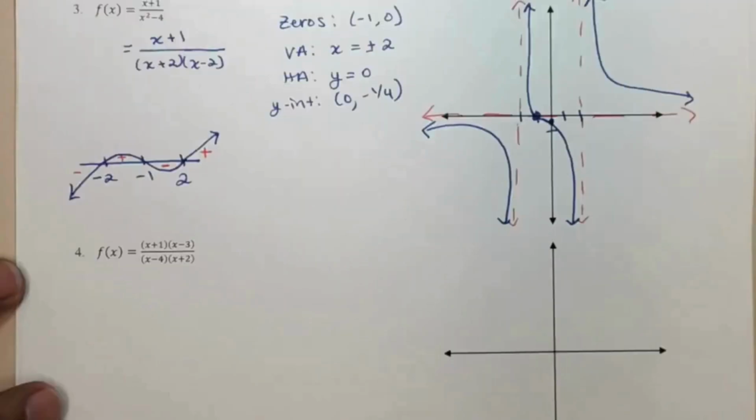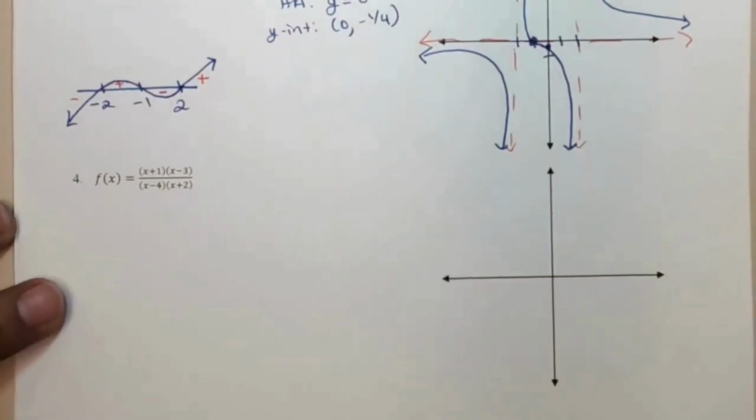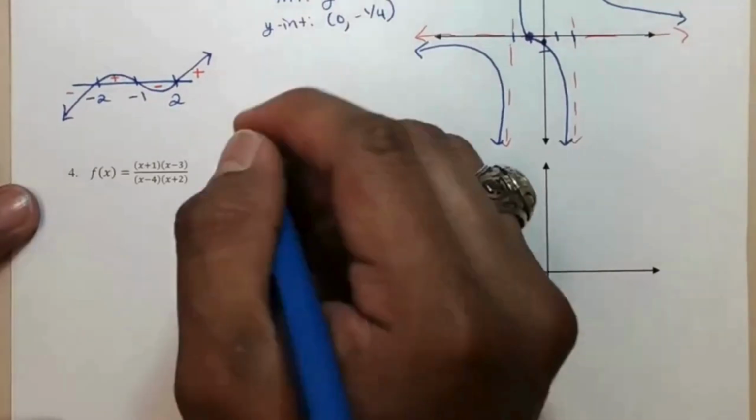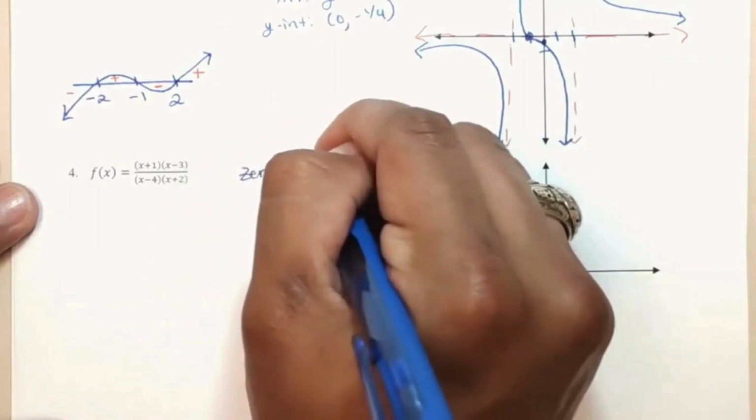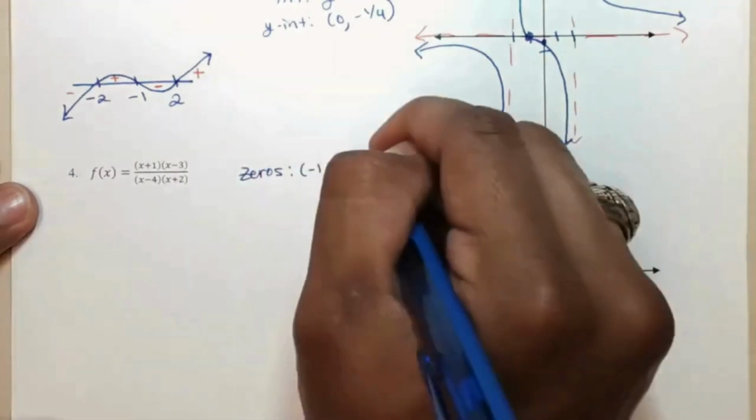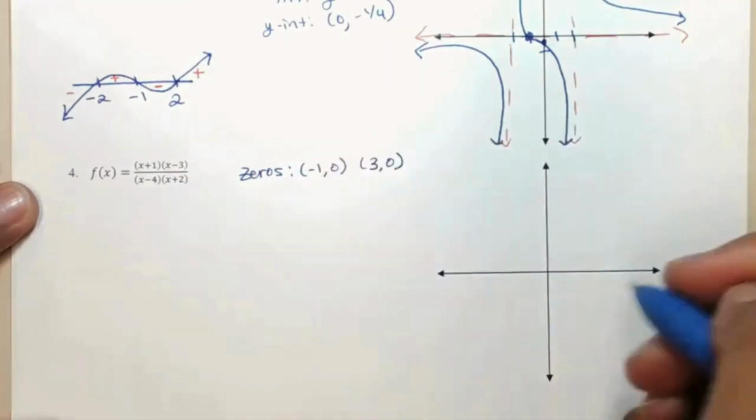Well, this next one's very awesome because it's already all factored out for us, so less work for us to do. The thing here is that I have multiple zeros. I have negative 1, 0, and I have 3, 0.